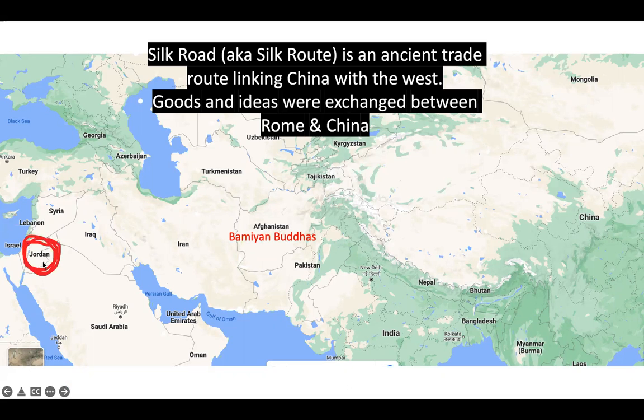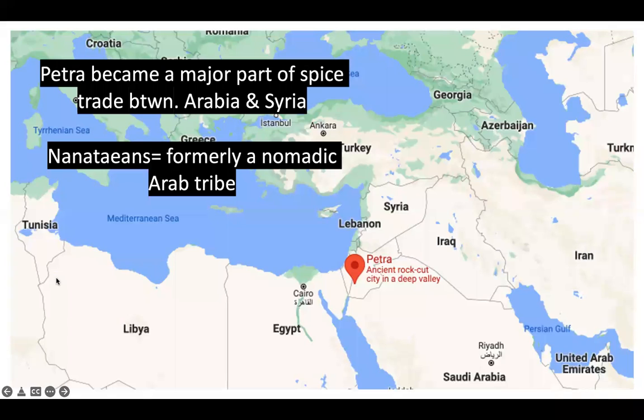And we're going to be focusing over here on the left in the Middle East in Jordan is where Petra is. So I'm kind of zooming in here on the map. So when you click on the map of Petra, it tells you what it is. So I would write this in your notes. It is an ancient rock-cut city in a deep valley.